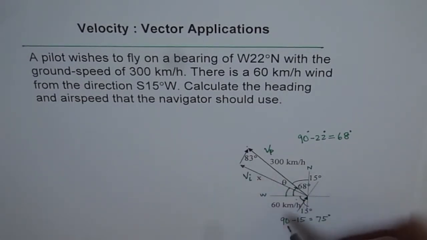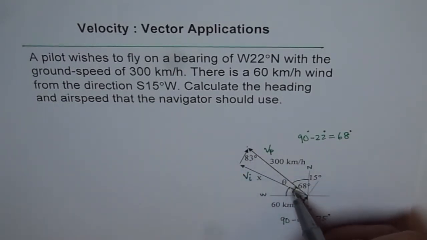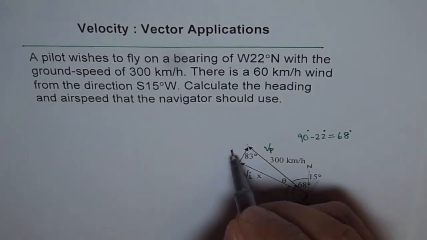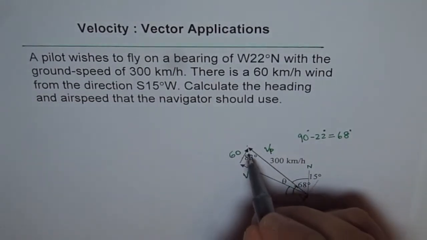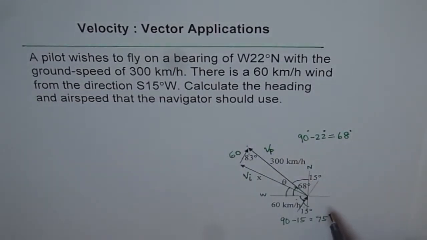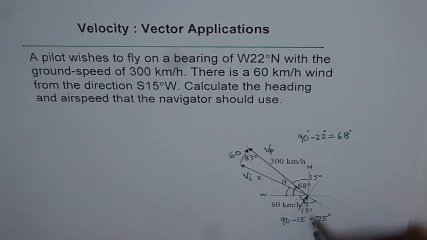In this triangle, we know that this side is 300 and the wind is 60. So we also know this is 60. We know these two sides. We need to know this angle, which can be calculated. Correct? So how much is this angle? Basically extend this. Do you see these two lines? So we are trying to find this angle.